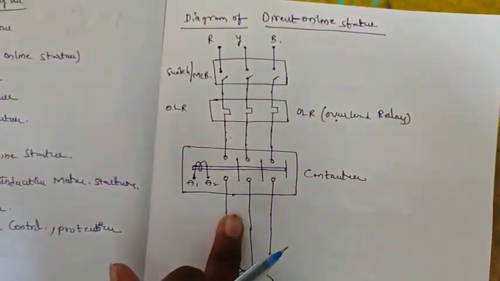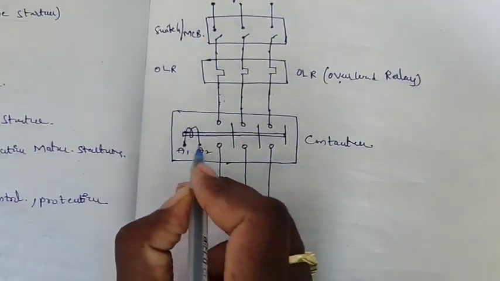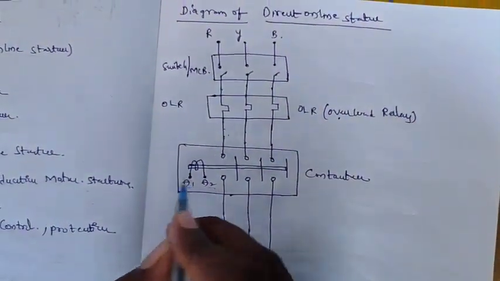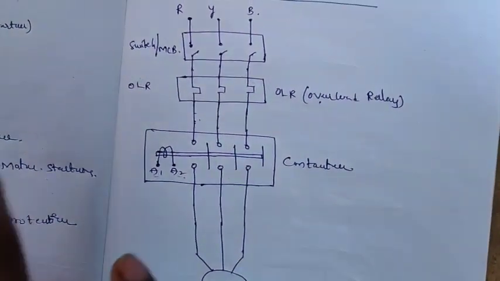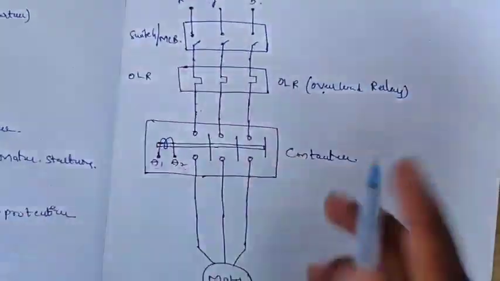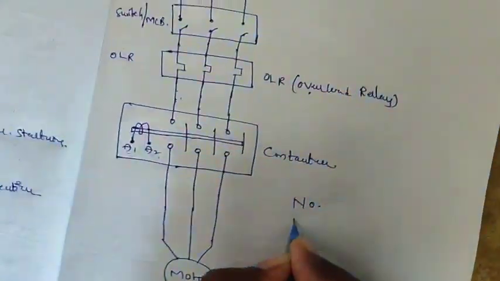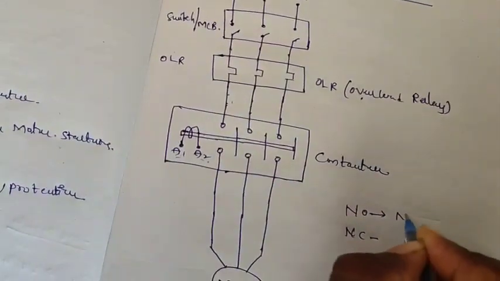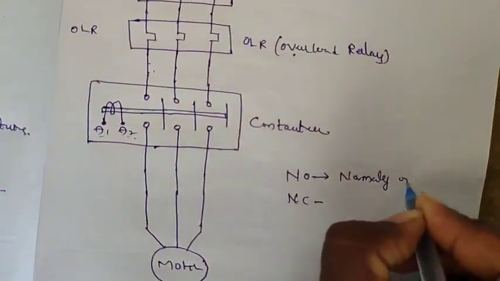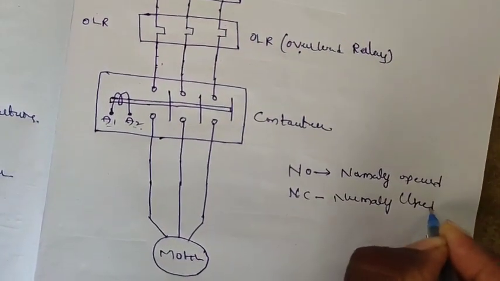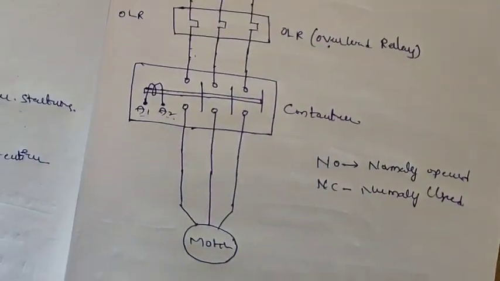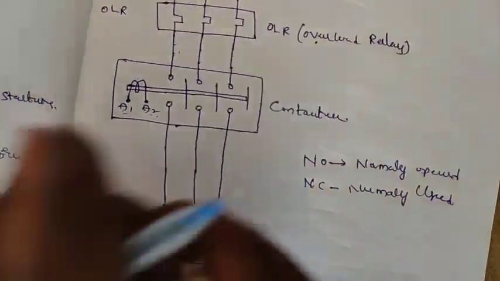So this is about the construction diagram of the DOL starter. We have one contactor. This one is contactor A1, A2. This A1, A2 is connected to one magnetizing coil. That coil has normally open and normally closed contacts.